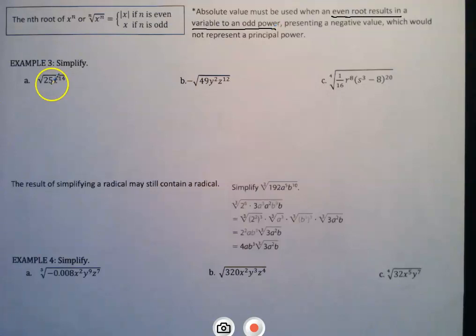So let's look at this one. The square root of 25. Okay, so we got the square root of 25 is what? 5. And the square root of x to the 14th is? Okay, so I've got x to the 7th here. All right, so this is saying the absolute value must be used when an even root, so we have an even root, it's a square, results in a variable to an odd power. This has a variable to an odd power, so we have to use the absolute value there.